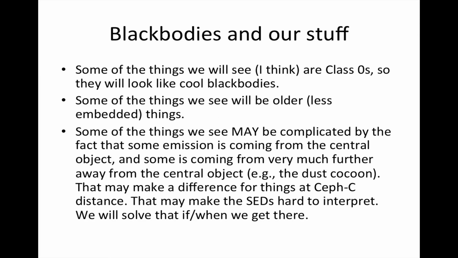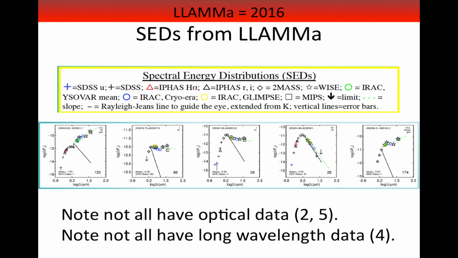Some of the things we will see, I think, are going to be class 0, so they're going to look like cool black bodies. Some of the things we're going to see are going to be older, so less embedded. And some of the things we're going to see are going to be complicated by the fact that we've got emission coming from the central source and emission coming from the dust cocoon. And so that may make a difference, and it may mean that the SEDs are harder to interpret, but we've got to make the SEDs before we decide that that's a problem.